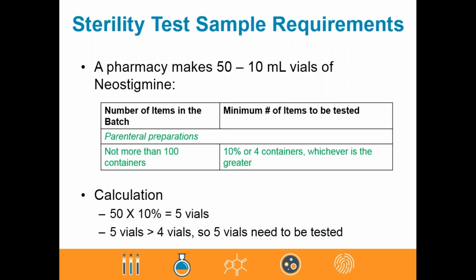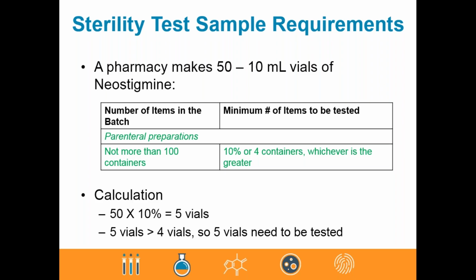So in this example, a pharmacy makes 50 10 ml vials of neostigmine. So again, you start on the left side. This is a parenteral, made 50 vials, so that's not more than 100. So the requirement for the testing is 10% or 4, whichever is the greater. So calculate 10% of your batch of 50, that's 5 vials. 5 vials is greater than 4. So 5 vials need to be tested in the sterility test.